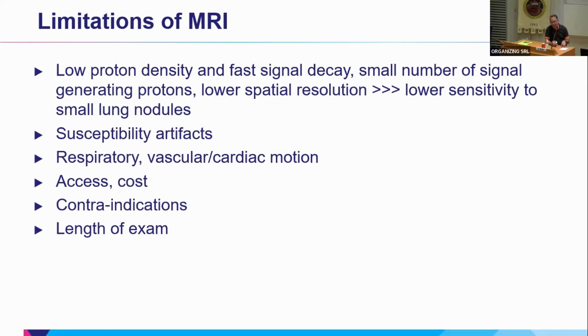And of course, access is a problem because it's very hard to get access in certain areas or certain countries. The cost is more expensive than CT, and there are also contraindications, especially in the older patient population, including pacemakers, etc. And the length of exam is typically at least 10 to 20 minutes if you do an abbreviated MRI.